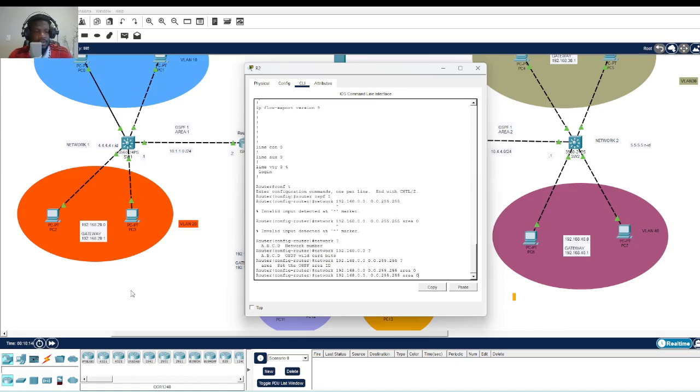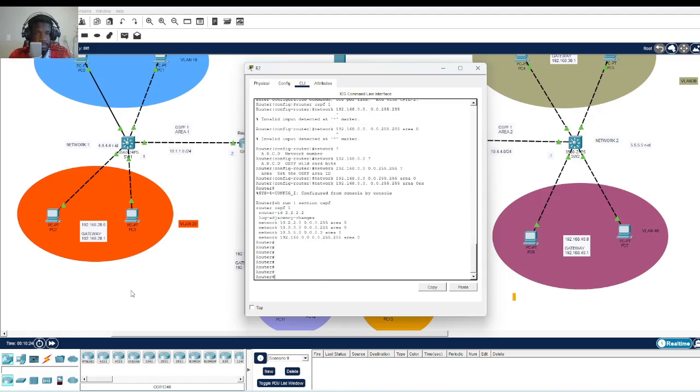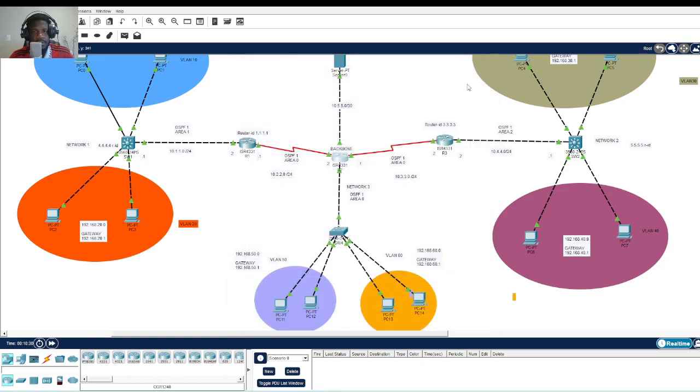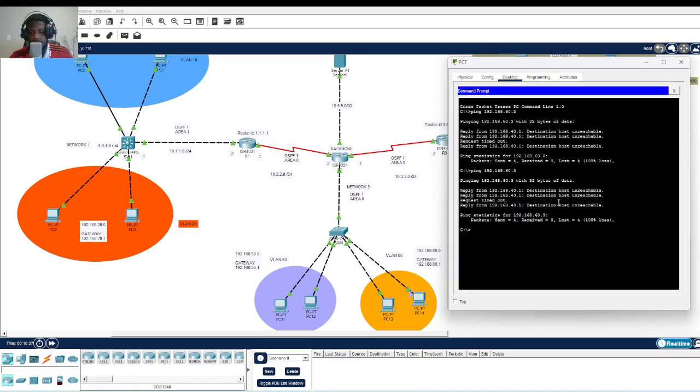Okay. Let's get out of here. Let's do a show run. Right. Nice. So now you can see that we should now be advertising this, and this is already configured with a trunk link for these VLANs, for this router on a stick connection. So if I do that again, I should be able to get to that computer now.